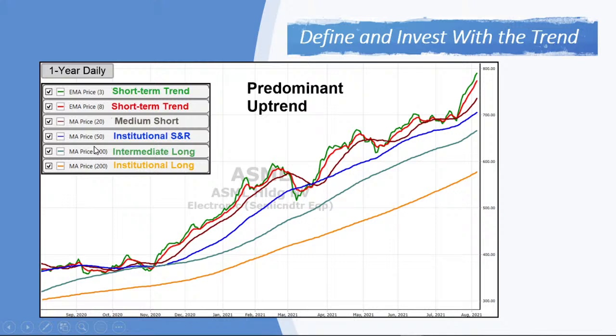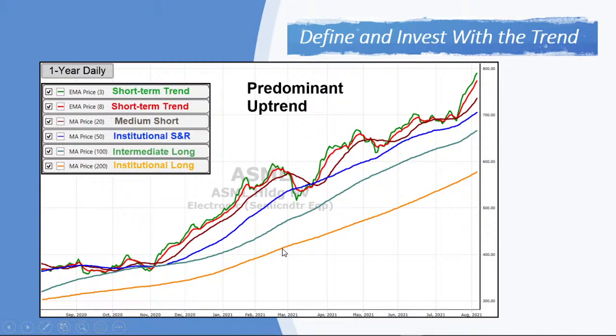Now when you start to expand the look back period, the blue line is the 50-day moving average, and that represents institutional support or resistance. The 100-day moving average is a simple moving average. If it just says MA, by the way, it's just a simple moving average. If it says EMA, obviously that's an exponential. So the intermediate long-term trend is the 100-day moving average, and the institutional long-term trend is the 200-day moving average. Institutional ownership really only occurs above the 200-day moving average.